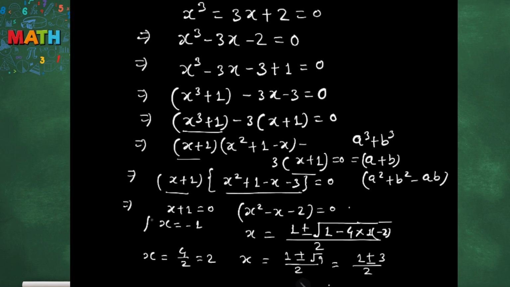So there is one value, x is equal to minus 1, and if you take the minus value, then it will become minus 2 divided by 2. This will again be minus 1, which is already here. So these are the two values of x. So this is how we solve this kind of question. Thank you very much.